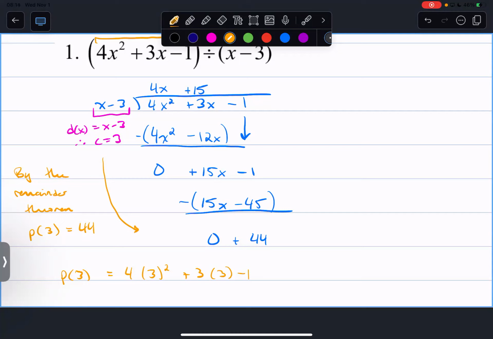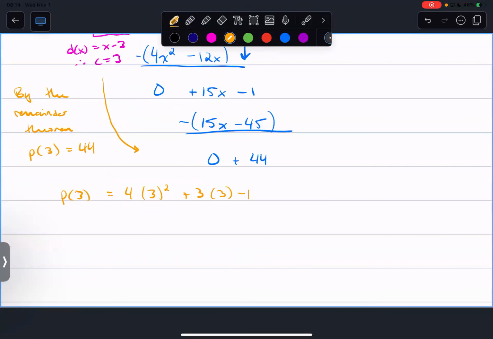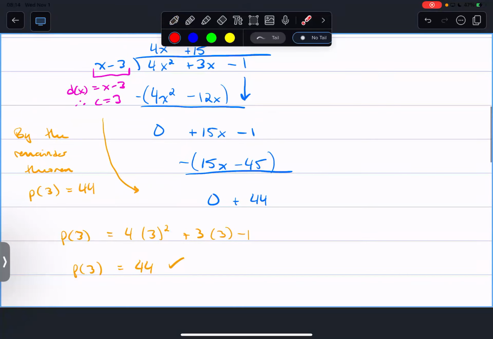Math. Times 4, so I get 36 plus 9 minus 1. 44. That's good. So that means that we can feel really good about our calculations up above, right? Because we got a remainder of 44. And let's see here. So then r of x is equal to 44.